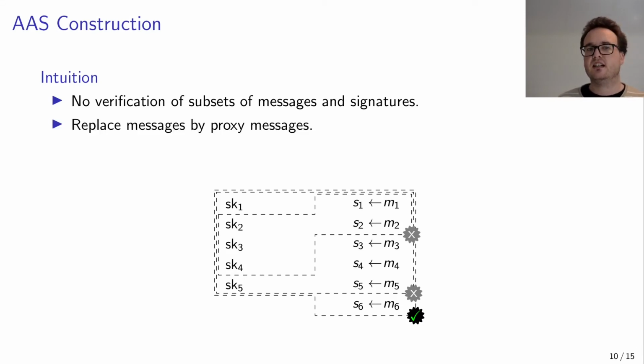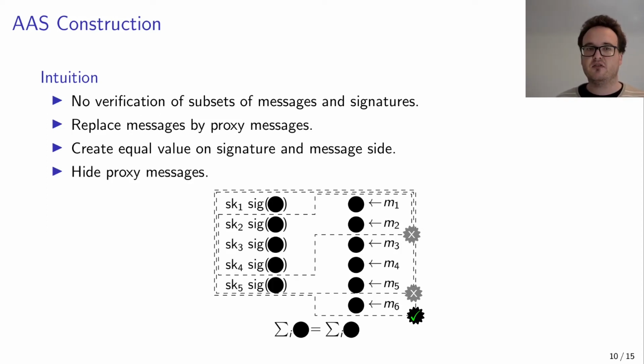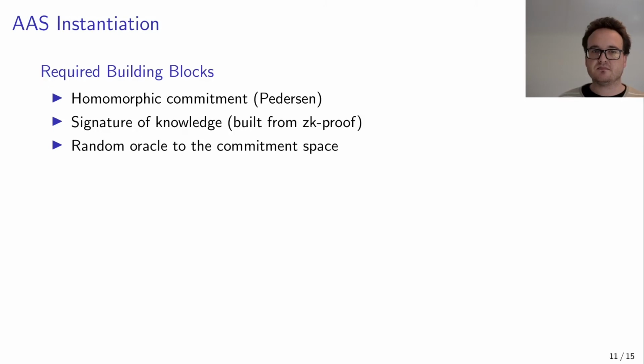And then what we do is we replace the messages by proxies, and we sign some random values, and we make sure that the random values and the proxies are equal. And then if we hide all the proxies and random values and show in zero knowledge that they're equal, then we can verify that without being able to verify any partial subsets. So the building blocks are all standard assumptions.